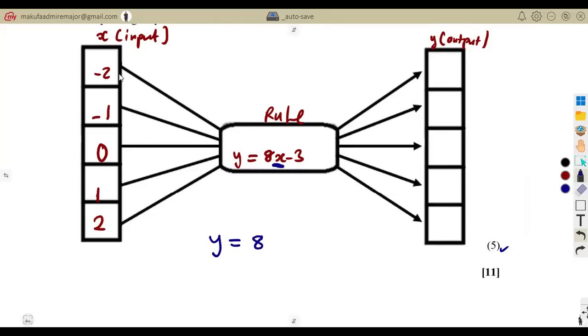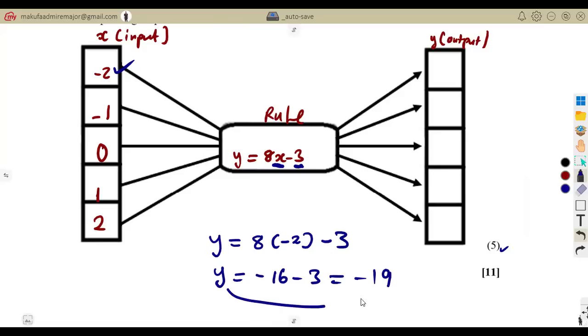y is equal to 8x minus 3. What is the value of y that you're going to have? 8 times minus 2, which is what? y is the output. We are obtaining minus 19. When x is minus 2, output is minus 19. So like I said, guys, it's a rule that you can even use your calculator and simplify straightforwardly. This is 1 mark, guys.